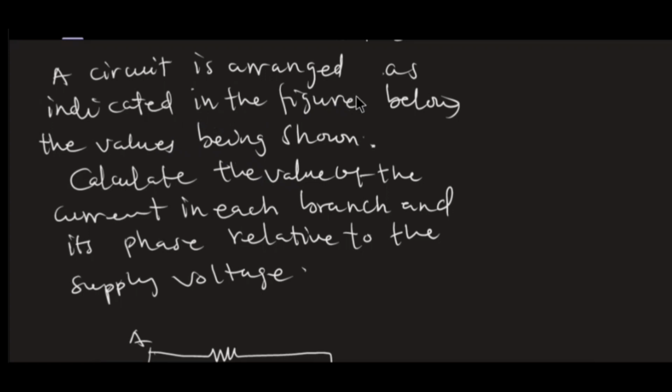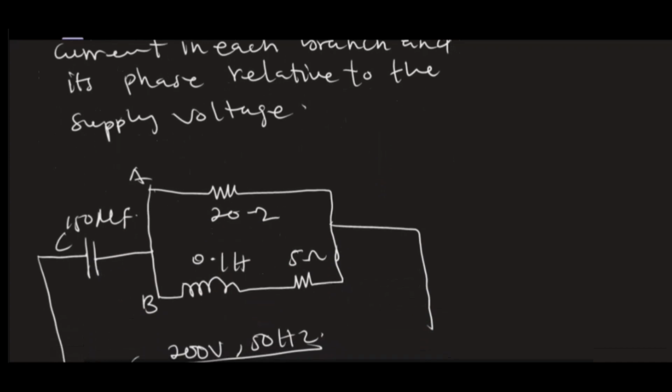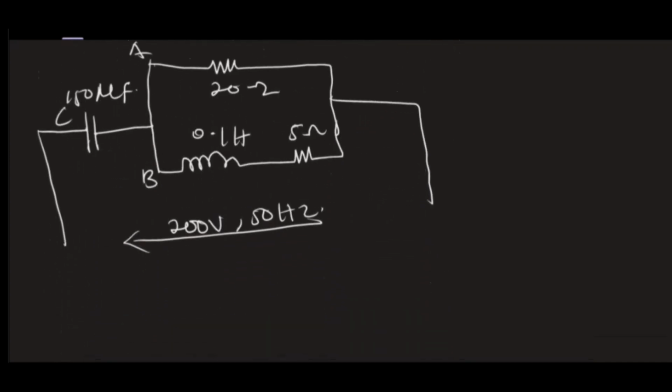A circuit is arranged as indicated in the figure below, the values being shown. Calculate the value of the current in each branch and each phase relative to the supply voltage. Whenever you are dealing with complex numbers, you just use your calculator, then you punch it nicely.